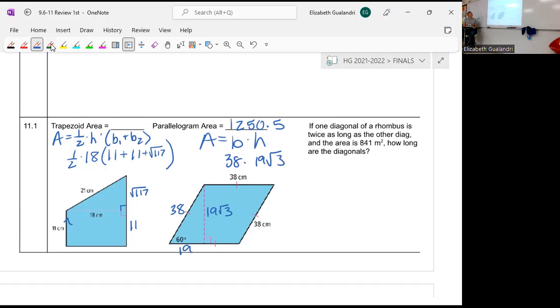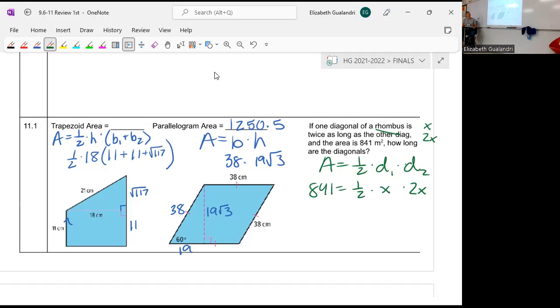The other thing that you're going to see, and you'll see this on the final, is what if I give you the area and ask you to solve for something else? So this one is a rhombus. The rhombus formula is area equals 1/2 times diagonal 1 times diagonal 2. And so in this one, I know the area to be 841, equal to 1/2 a diagonal. Now it says twice as long as the other diagonal. So one of the diagonals is x, the other diagonal is 2x, twice as long. That's how we set that up.